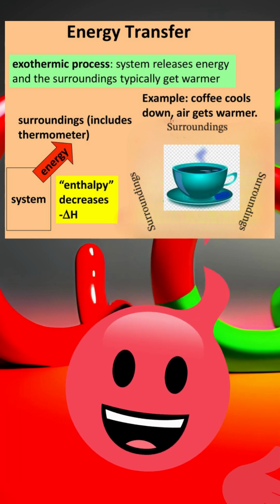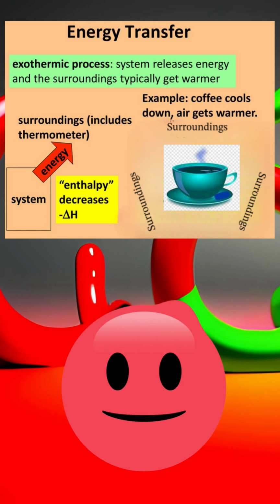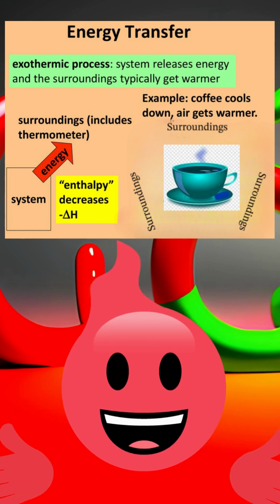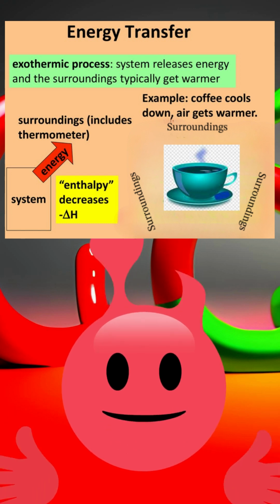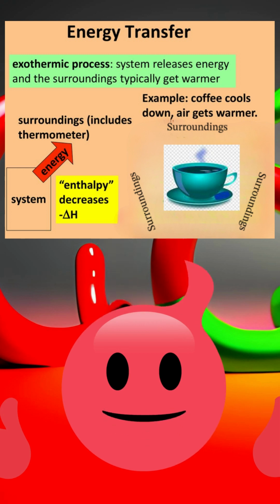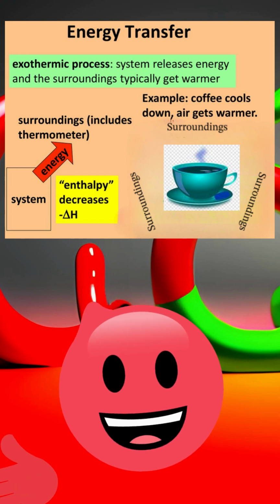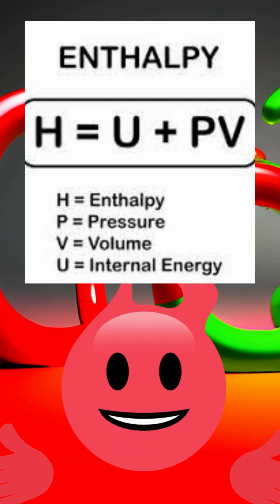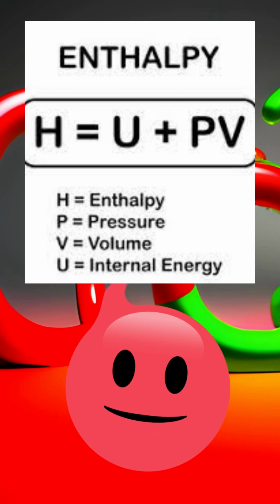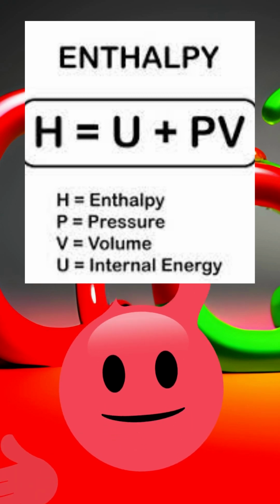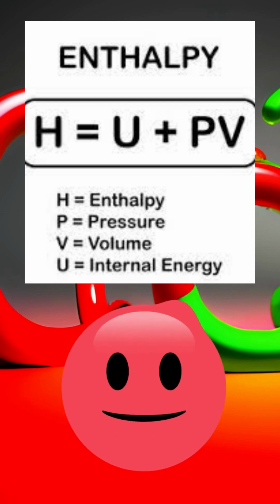Enthalpy is represented by the symbol H. It's calculated by adding the internal energy of the system, the energy stored in the molecules, to the product of the pressure and volume of the system. Here's the equation for enthalpy. H equals U plus PV. H represents enthalpy, U represents internal energy, P represents pressure, and V represents volume.